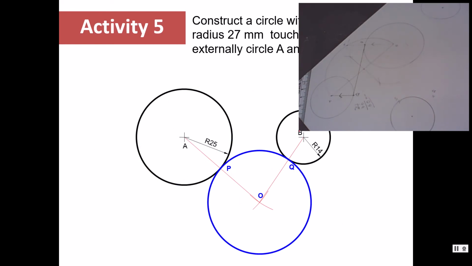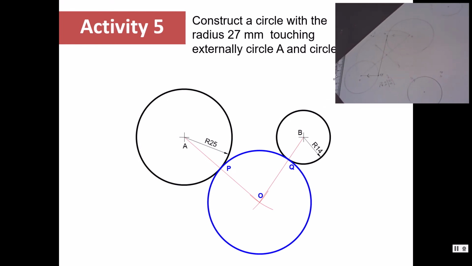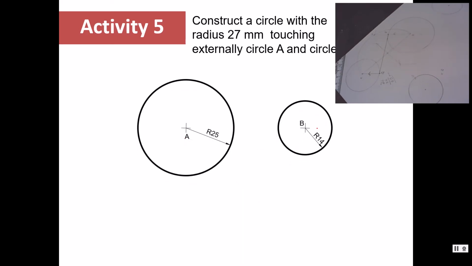Okay, so in activity 5, it wants us to construct a circle with the radius 27. We want to construct this circle, and the radius is 27, touching externally circle A and also circle B. Okay, so we have two circles with the radius of 25, and this one the radius is 14. So you want to draw another circle that is going to touch these two circles, with the radius of that constructed circle being 27.